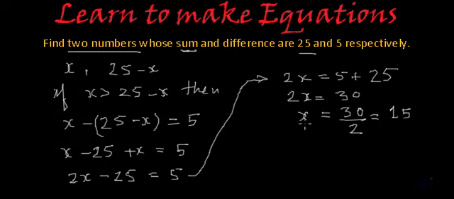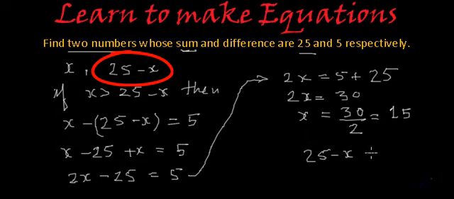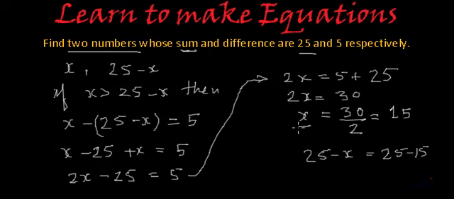So if one number, that is x, is 15, another number will be 25 minus x, which is 25 minus 15, right? Because we have found that x is equal to 15. So another number will be 25 minus 15, that is 10, right? Yes. So these will be two numbers which are same as we found in the previous method. So it is completely up to you which method you want to use. Use the method you like, and then you can make the equations and solve them, right?